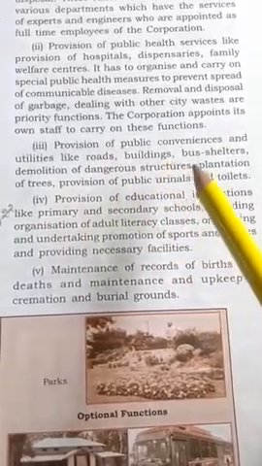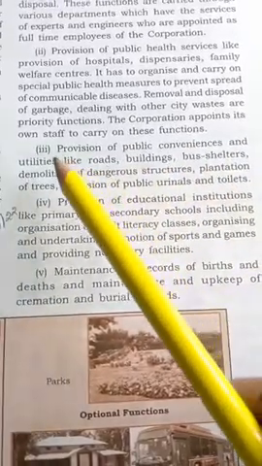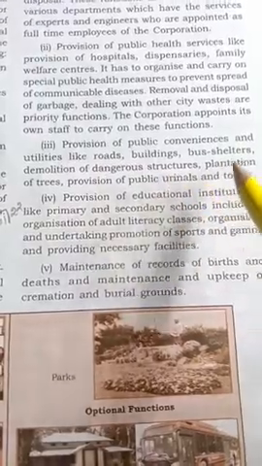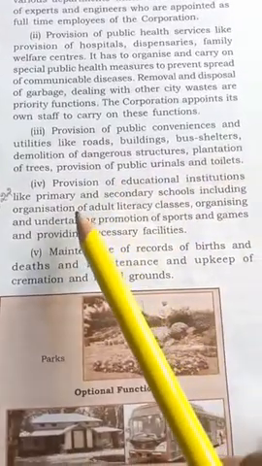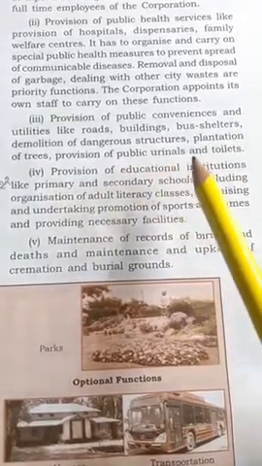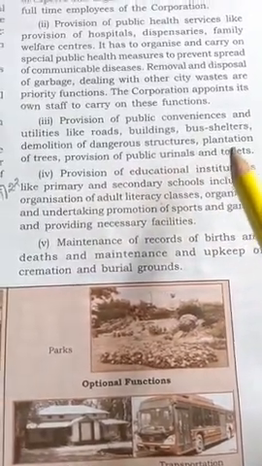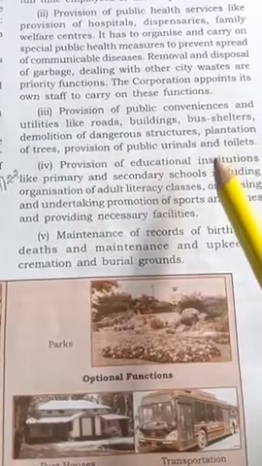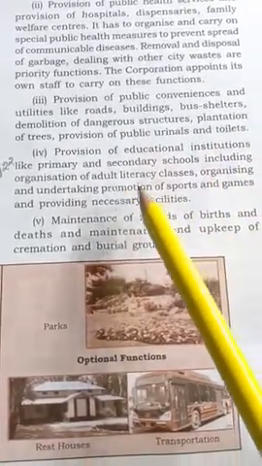Buildings and bus shelters are required where buses can stop. Demolition of dangerous structures and plantation of trees are very essential. And nowadays, you know, the government builds urinals and toilets and provides them to each and every family because it wants to keep the environment clean.